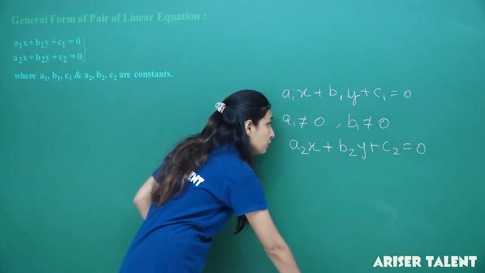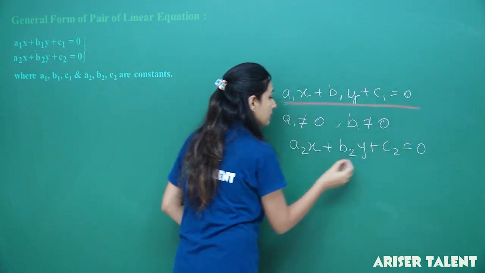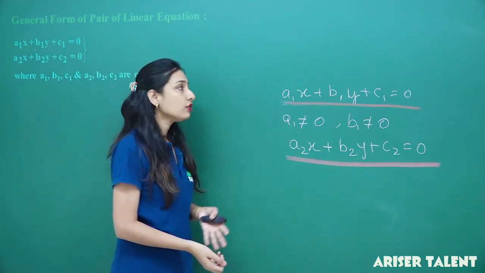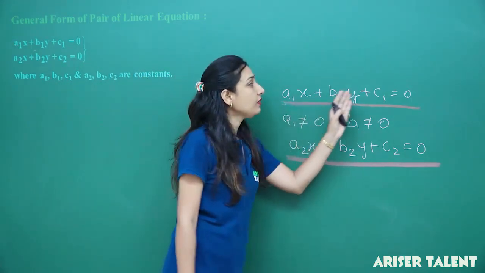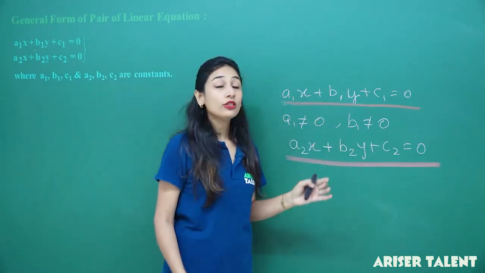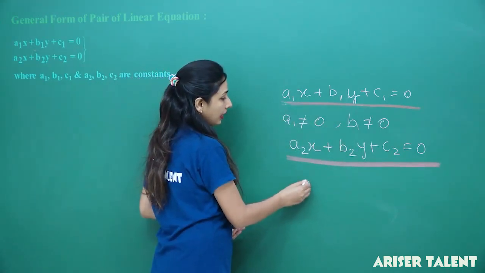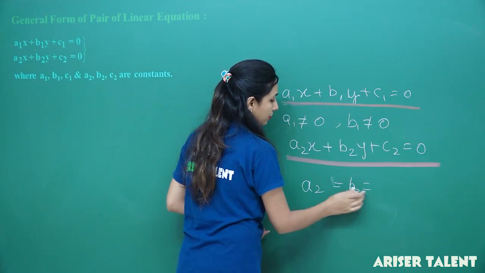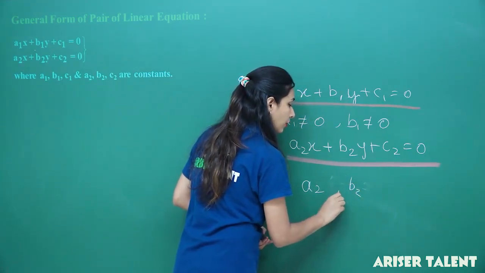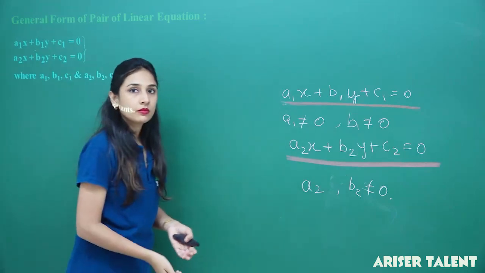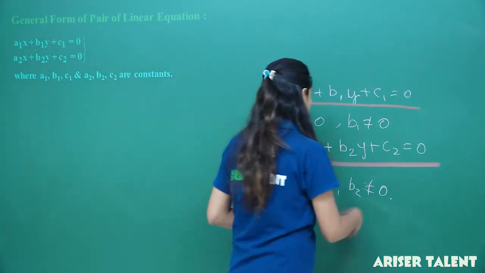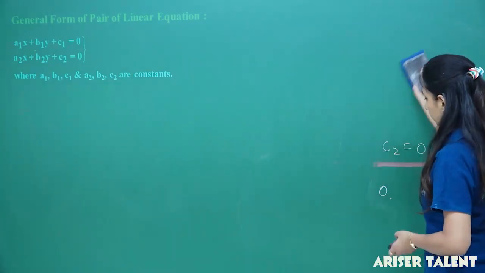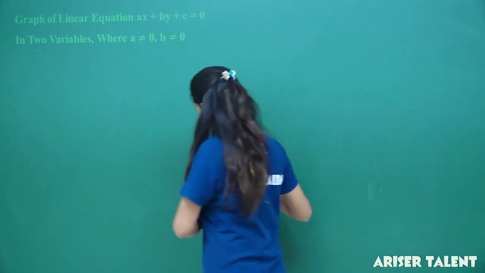So now I have these two equations, students: a1x plus b1y plus c1 equals 0 and a2x plus b2y plus c2 equals 0. These two equations I have and I can solve them. a1, b1, c1, a2, b2, c2 are what? Constants here, and a1, b1, a2, b2 cannot be 0. Okay, so note this, and we will move forward.